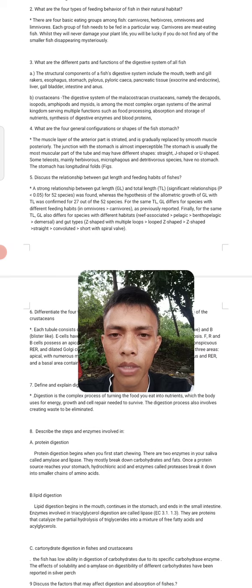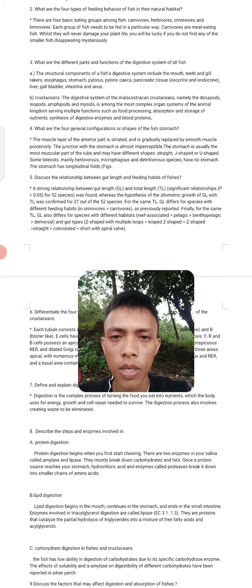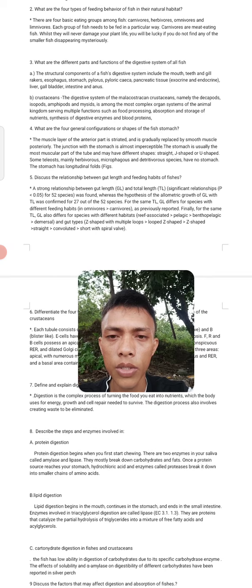A strong relationship between gut length and total length, with a significant relationship of 0.5 for 52 species, was found, as expected by the hypothesis. Allometric growth with TL was confirmed for 27 out of the 52 species. For some, TL and GL differ for species with different feeding habits: omnivores, carnivores, as previously reported. Finally, for the same TL, GL also differs between species.